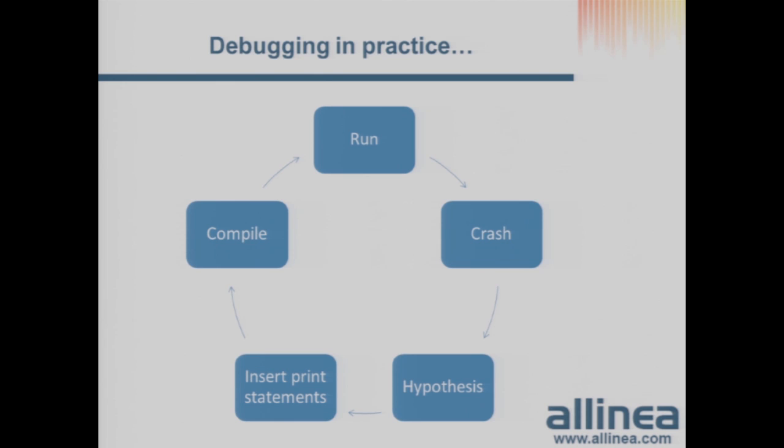So we know what to do. We run our code, it crashes. We have a hypothesis about why it crashed. So we insert a print statement, we compile it up, we run it again. And you can never get it right the first time, so you do that again. You have another hypothesis because you weren't right the first time. You insert another print statement, you compile, you run, you're round and round. That's a little bit time consuming.